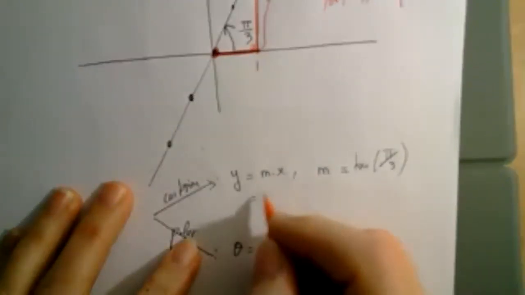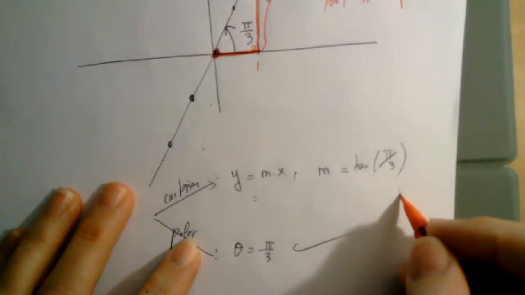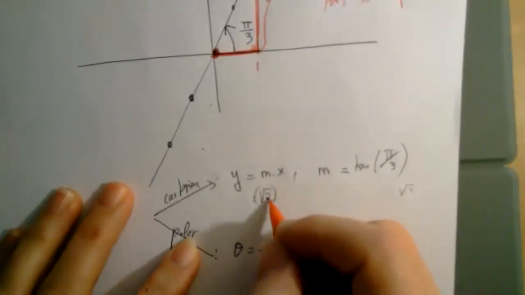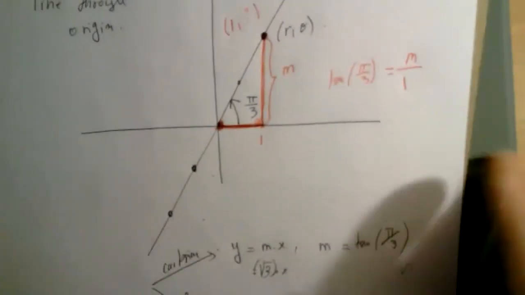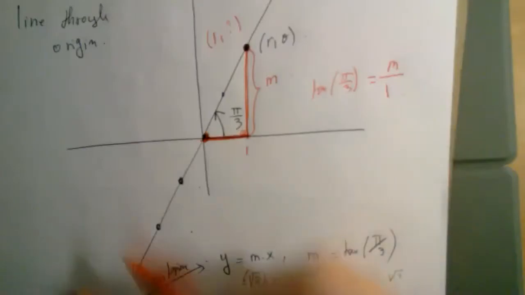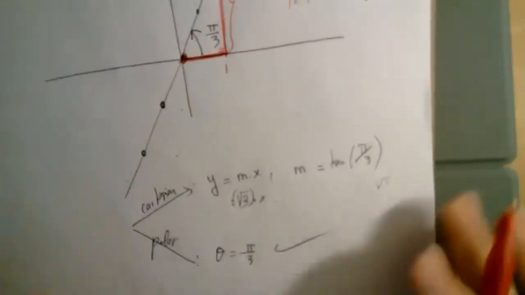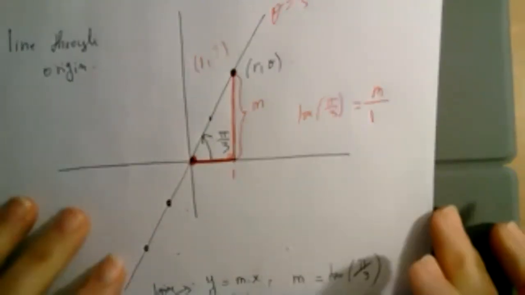So in Cartesian, this would be the tangent of pi over 3, which is the square root of 3 times x. So that's a line. In polar, theta equals pi over 3. That's the equation of this line in polar. In Cartesian, it becomes a little bit harder, square root of 3 times x. So it's very easy to describe this line as long as it goes through the origin in polar coordinates.